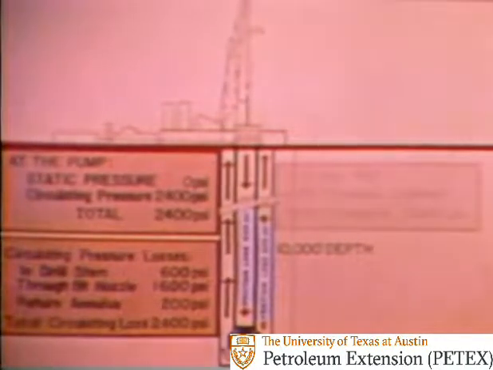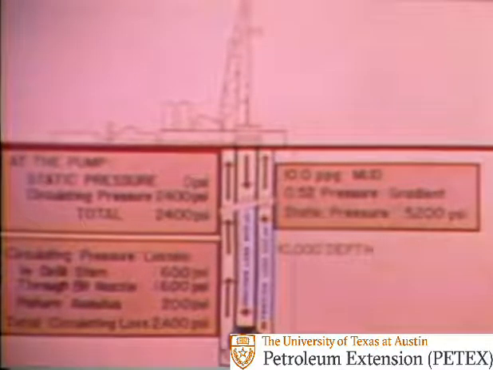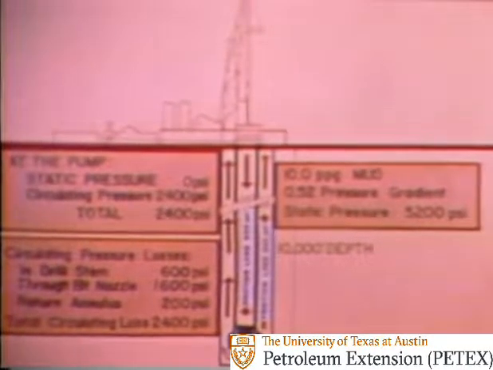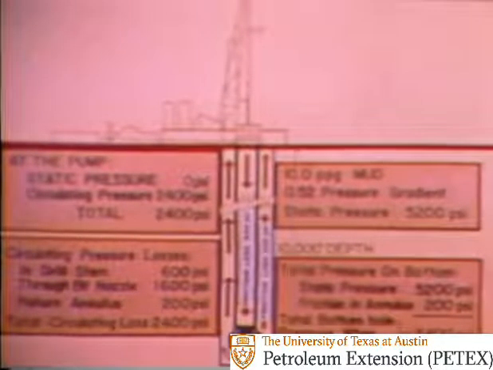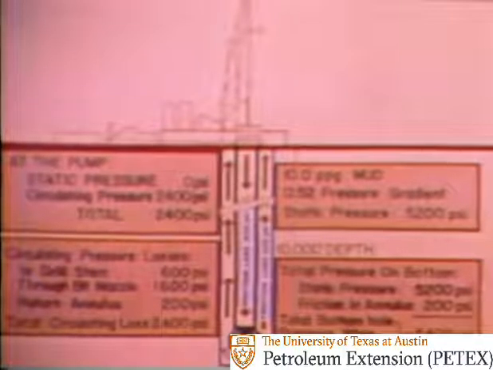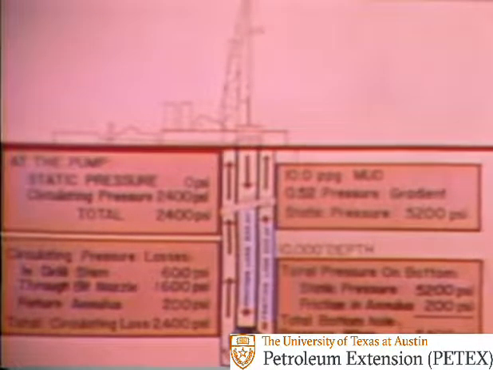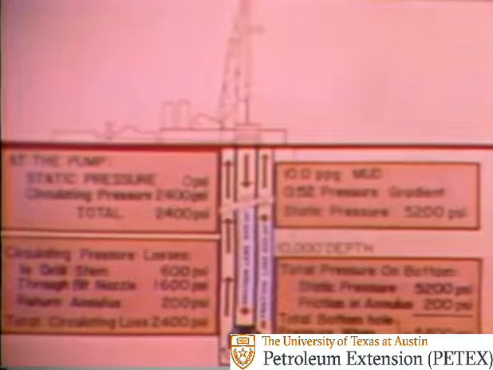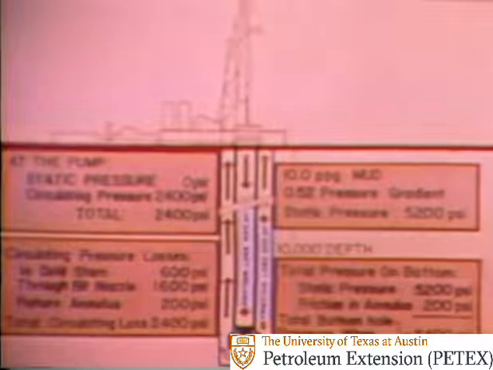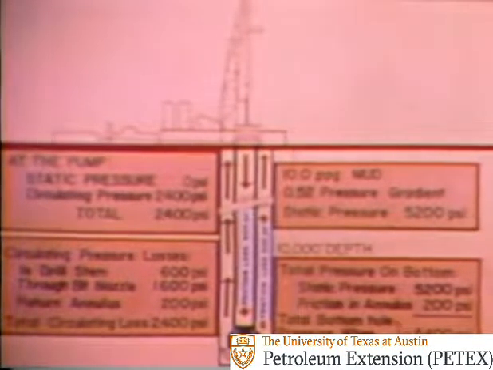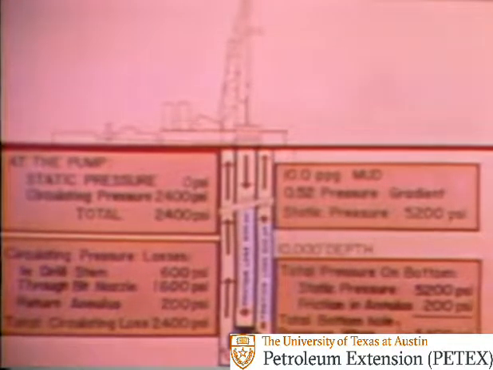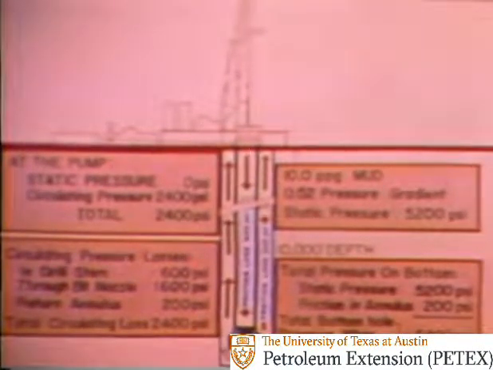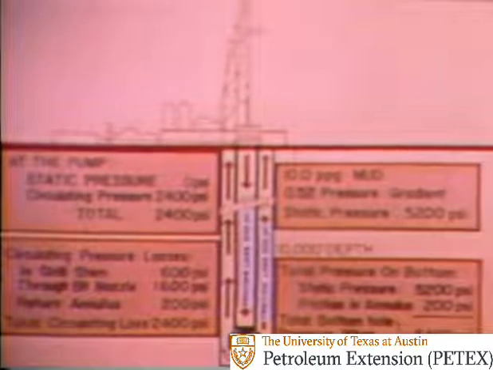For example, a 10-pound per gallon mud has a pressure gradient of 0.52 psi per foot, giving us a static bottom hole pressure of 5,200 psi in our 10,000-foot well. When circulation is started, the 200 psi pressure used to overcome the friction in the annulus is added to the static pressure to give us an effective bottom hole circulating pressure of 5,400 psi. This explains why some formation pressures are contained while drilling, but start to kick during a trip or when the pumps are shut down.